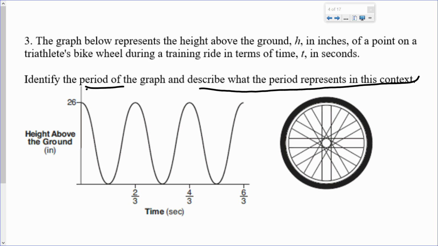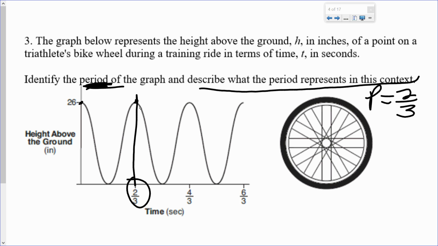So this should be a very simple question, at least the first part of it, to identify the period. Period is the wavelength. It's how long it takes to complete one full cycle. It's starting here. Where does the full cycle end? Here. What's the period? 2/3. That should be a very simple question. Again, period, I really hope at this point everyone understands what period is. It's how long it takes to complete one full cycle. One full cycle ends at 2/3.